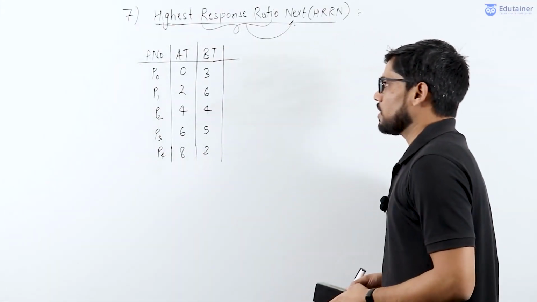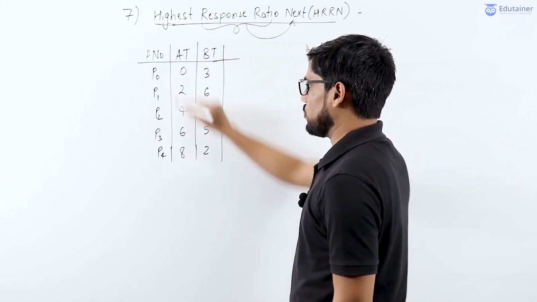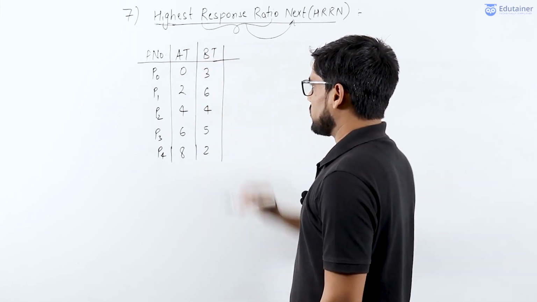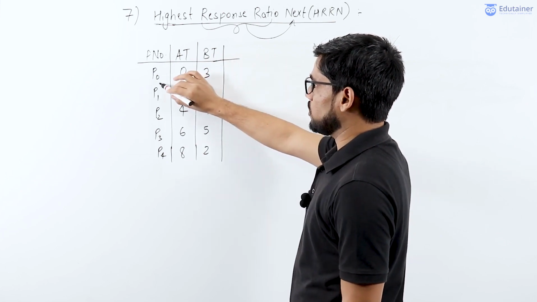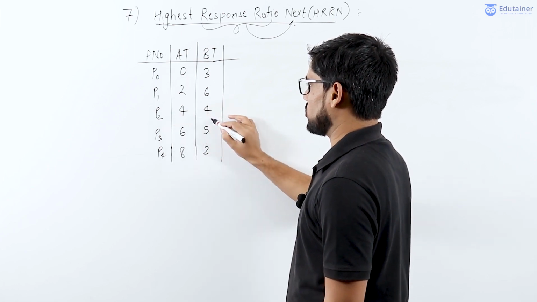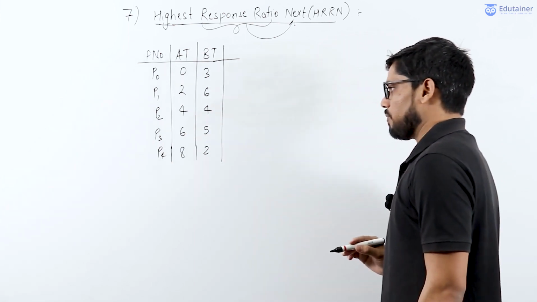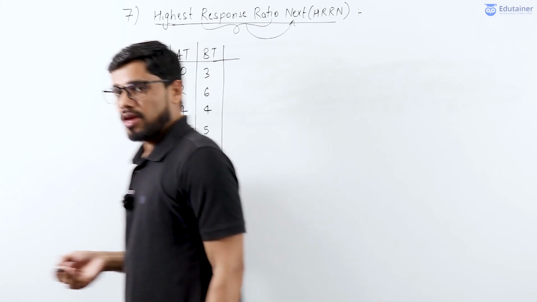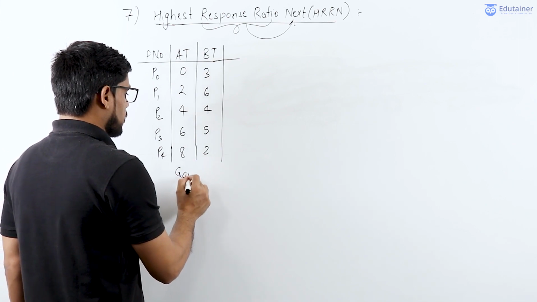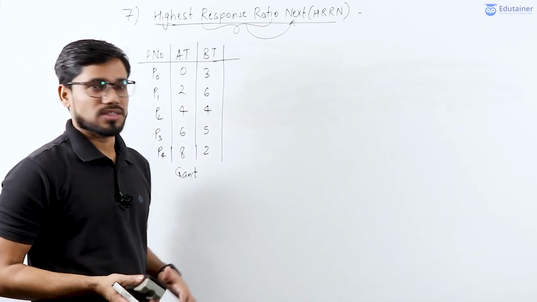Consider this example. We have a total of 5 different processes, P0 to P4, and their arrival times are 0, 2, 4, 6, 8. Their burst times are also given. For P0 the burst time is 3, for P1 it is 6, for P2 it is 4, and for P3 and P4 the respective burst times are 5 and 2. First we draw the Gantt chart, and then we compute the response ratio, and based on the response ratio we allocate the process to the CPU.